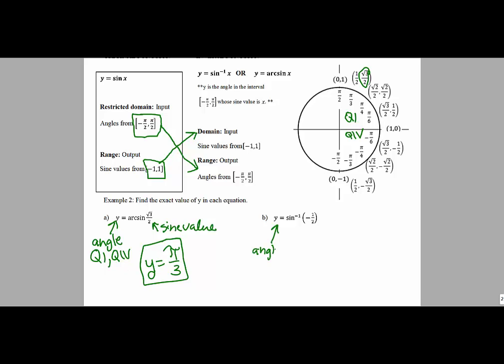For part B, when I'm looking for an angle, we have to look once again for an answer from quadrant 1 or quadrant 4. This time we're looking for an angle that has a sine value of negative 1/2. Well, when I look on my unit circle, a y value of minus 1/2 from quadrant 4 would be right here. Now the answer that we give has to be the negative angle. That would be negative pi over 6. So the inverse function would spit out negative pi over 6.